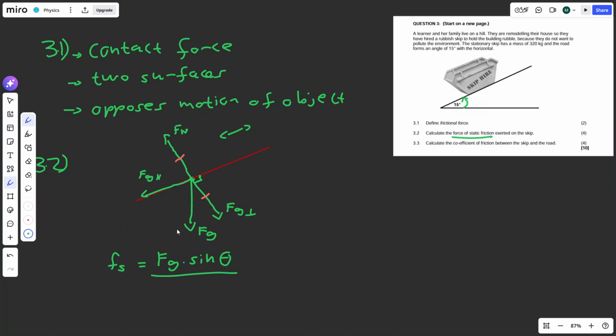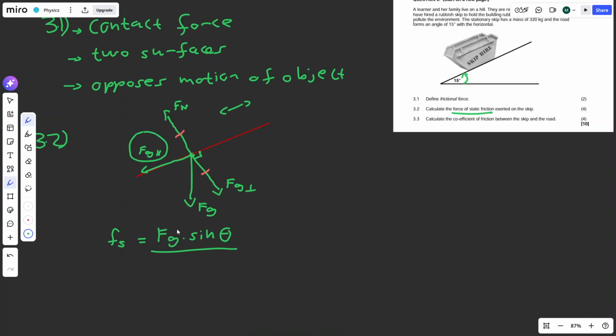But Fg sine theta, what does that mean? Remember that we had broken down our gravitational force, the force of gravity, into two components, the perpendicular and the parallel. So now from the free body diagram that we had constructed, which of its components can we utilize? It will have to be Fg parallel, because it's acting along the plane. So we can be more explicit here, and write Fg parallel times sine of theta.